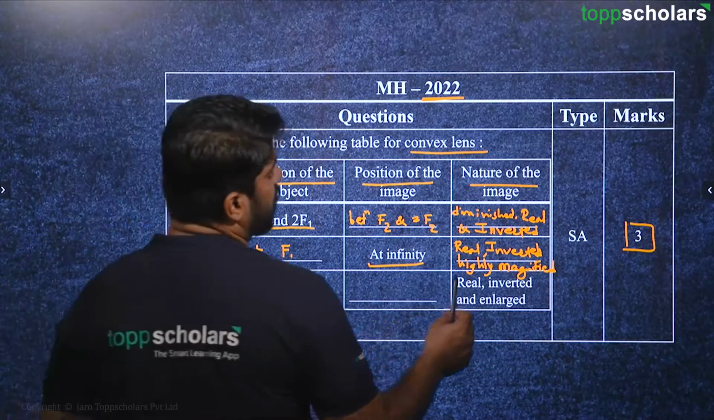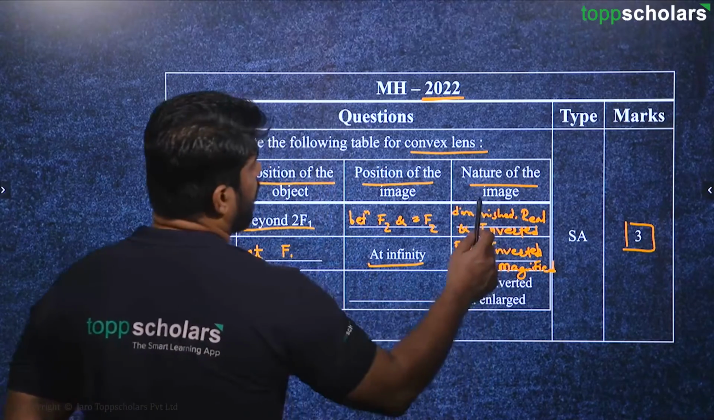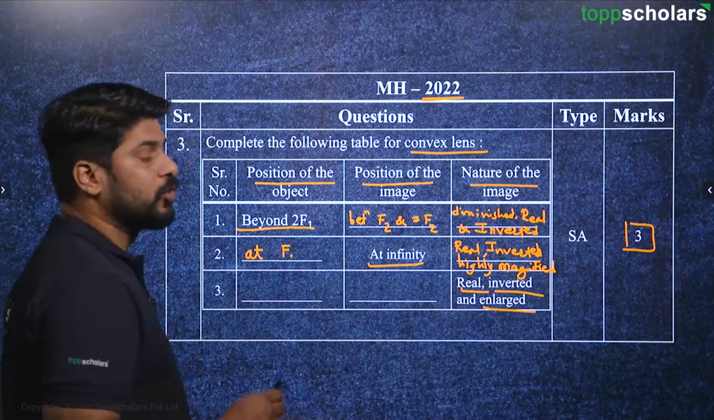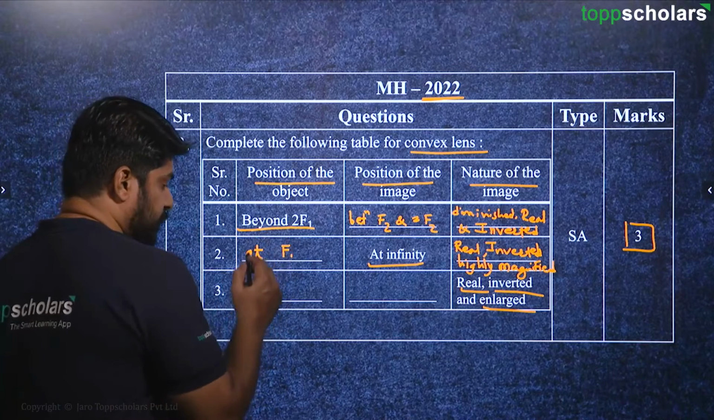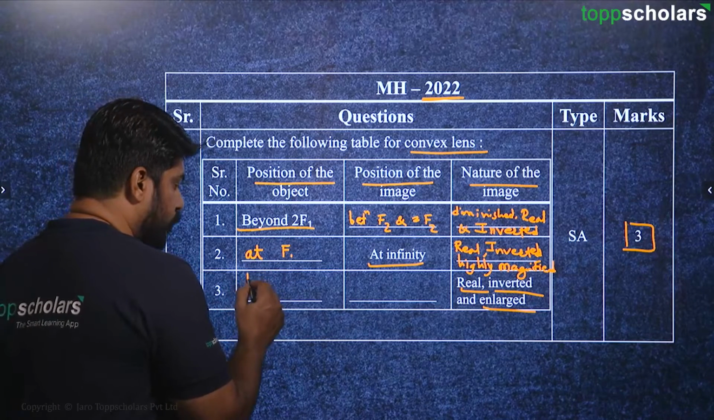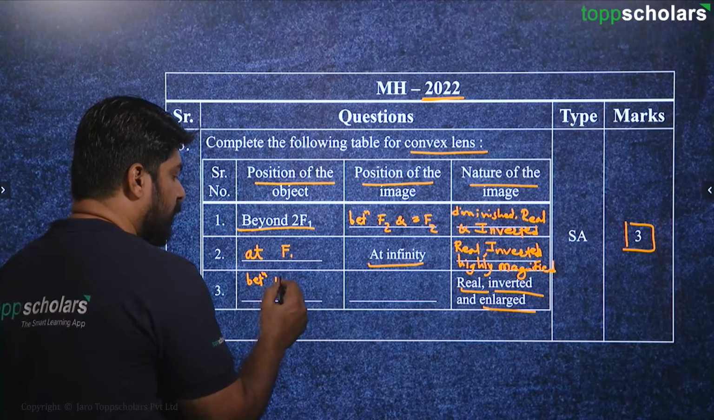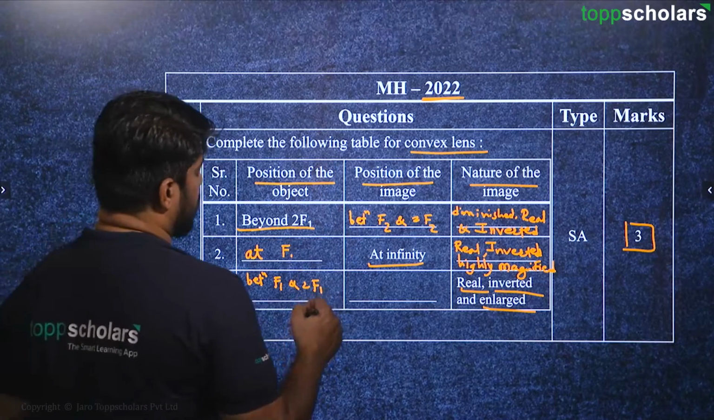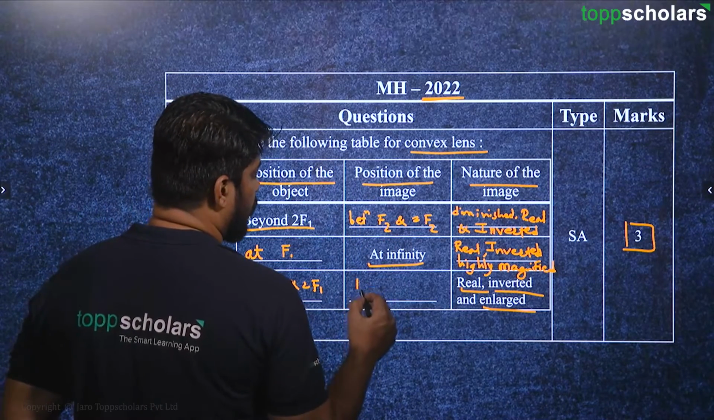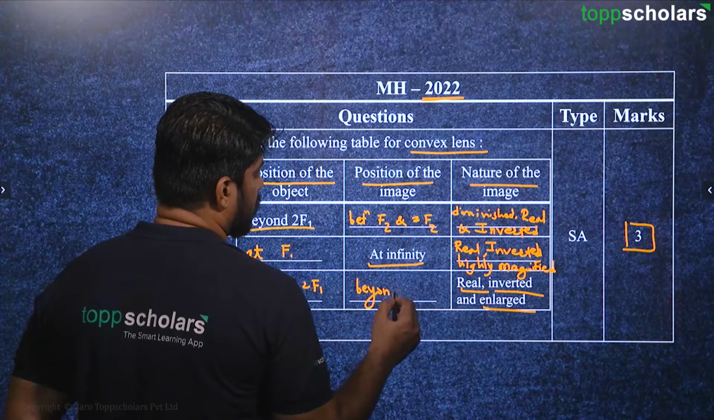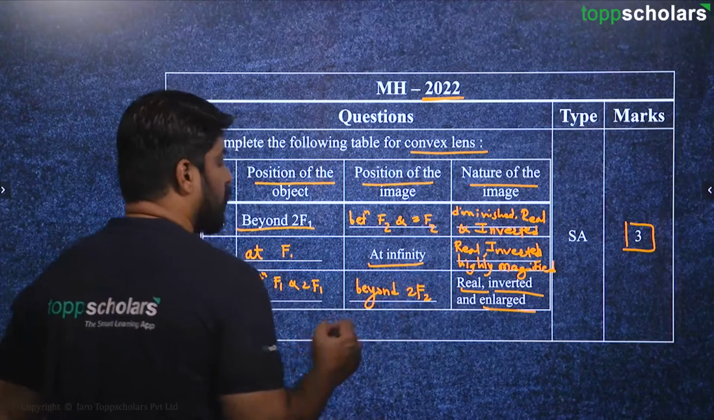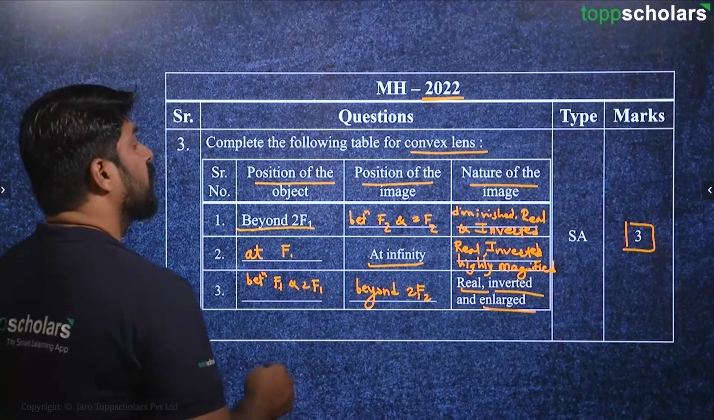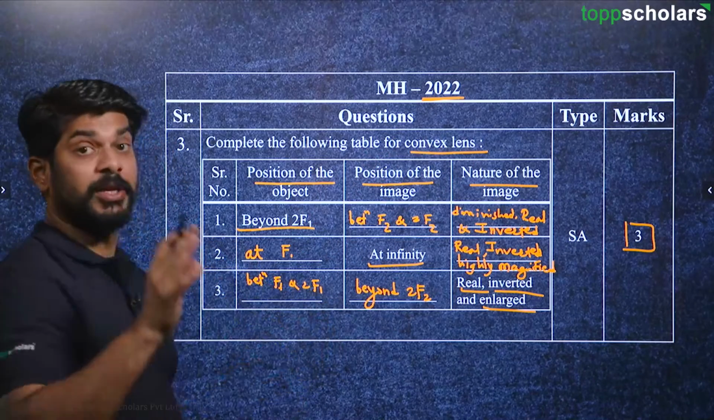Next, here we can see it is given that nature of the image is real, inverted and enlarged. So this basically happens when the object is placed between F and 2F, okay, and in this case the image is formed beyond 2F. Okay, on one side if we use F1 and on the other side of the lens we use F2. Okay, so this is going to be the answer for this particular question.